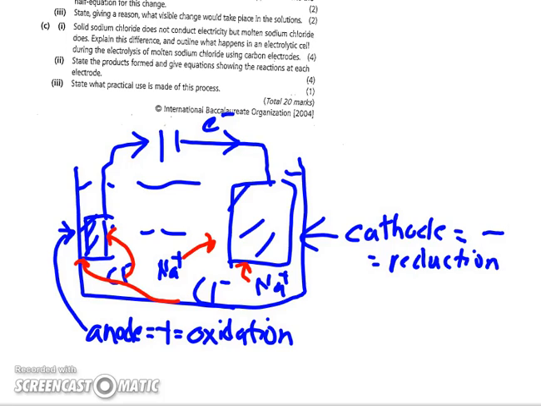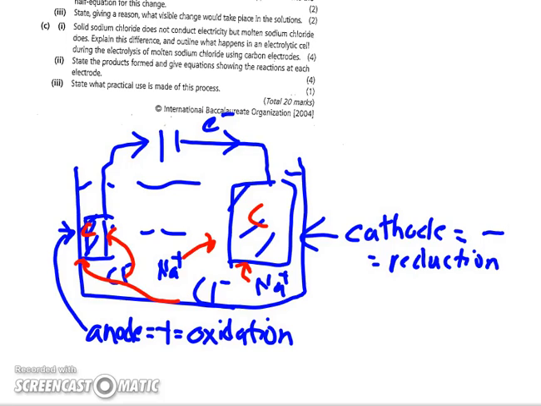But when we have an electrolytic cell, we have the 2 carbon electrodes. So this is carbon and this is carbon. One is the anode, one is the cathode. The anode is the positive end, so it's hooked up to the positive end of the battery, whereas the cathode is hooked up to the negative end of the battery.